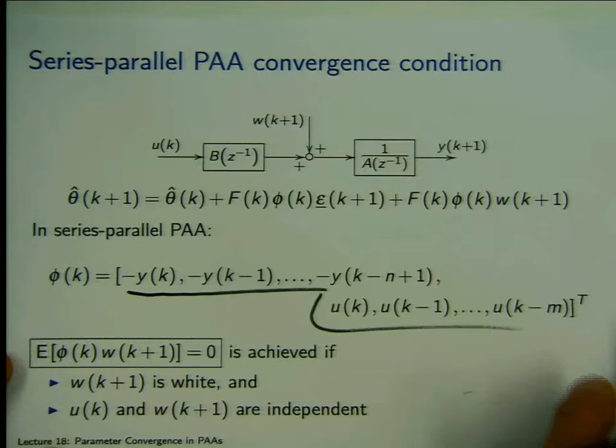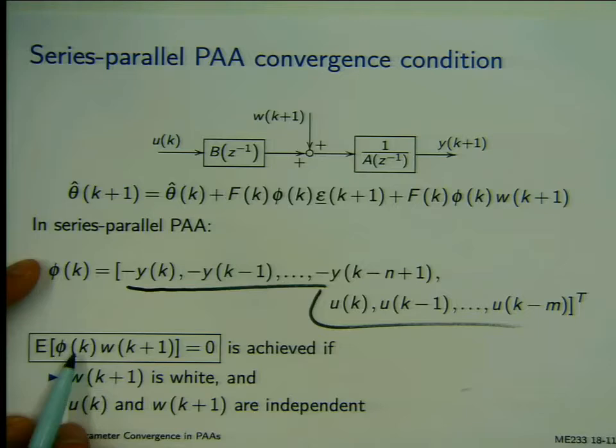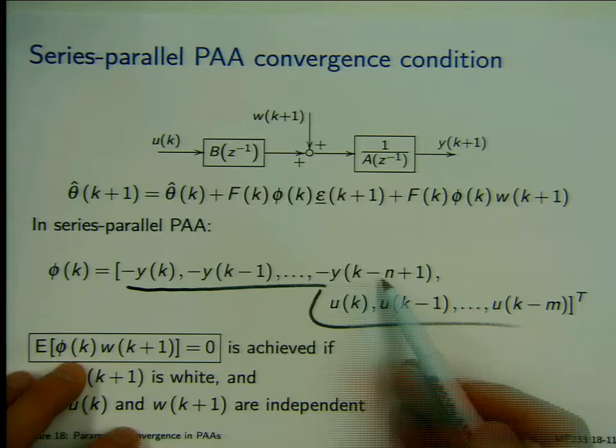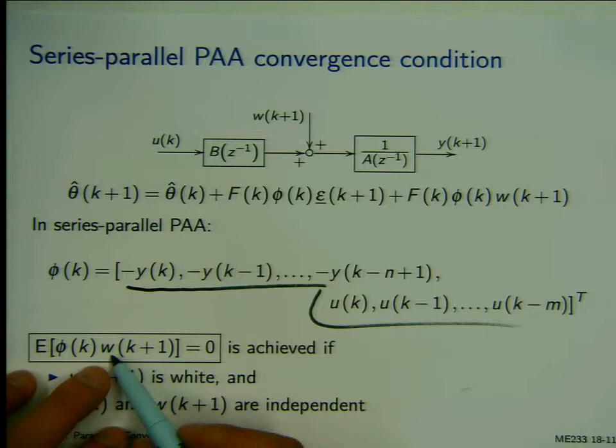So it means these elements, this is a vector to recognize first. The elements of this vector each have to be zero. So it means y_k and these, y_k all the way to y_{k-n+1}, have to be independent of w. Also, u has to be independent of w.